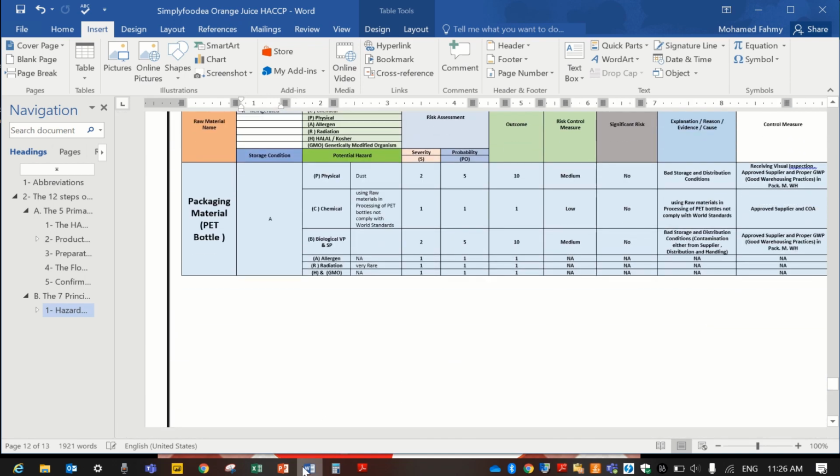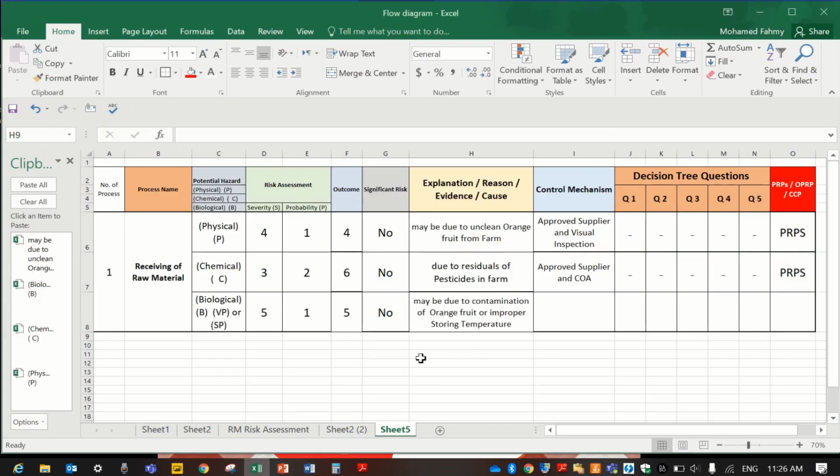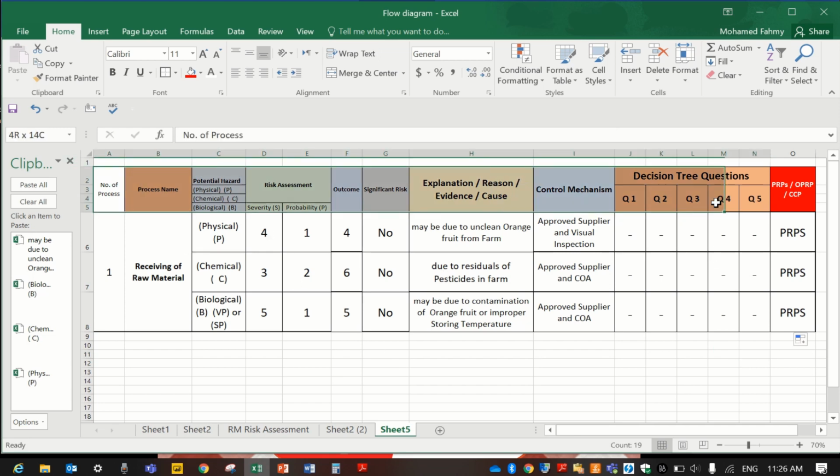So let's go back to our risk assessment for the process. The approved supplier and the certificate of analysis are important, and the PRPs are very important.